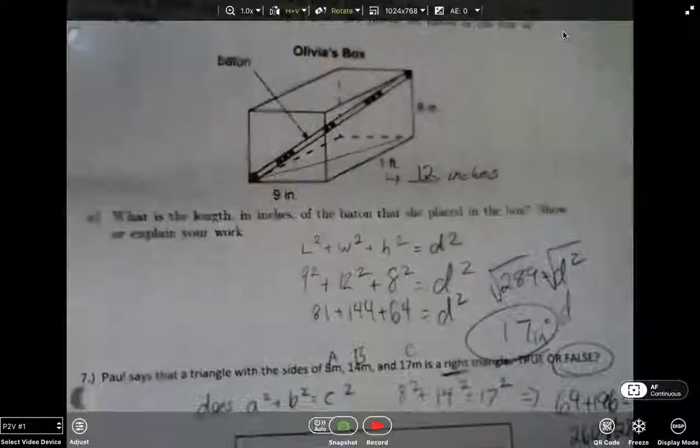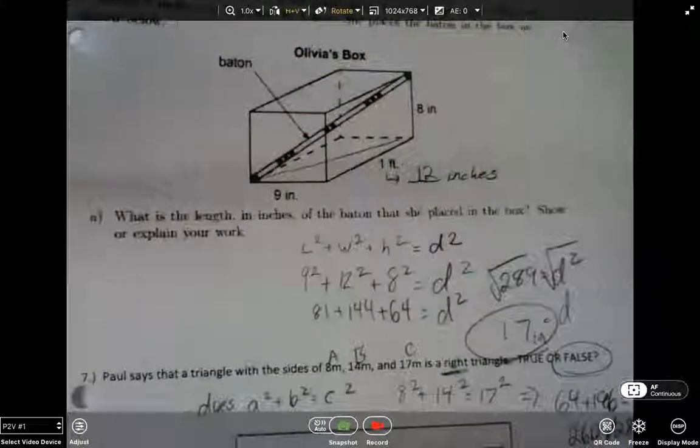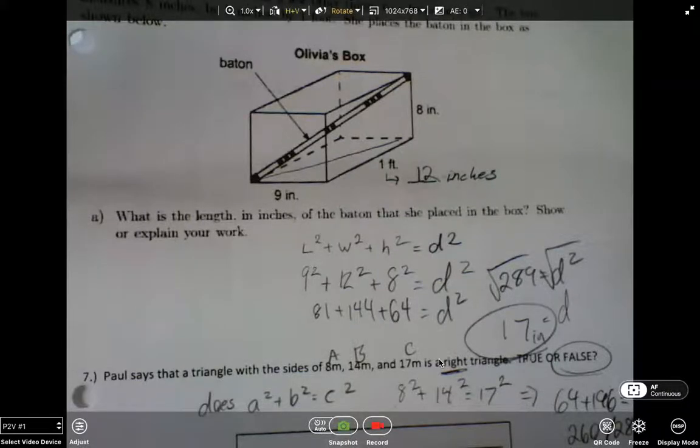So this is the first part of the review for the third quarter assessment. Stay tuned for part 2, where we'll be looking at volume and rational, irrational numbers.